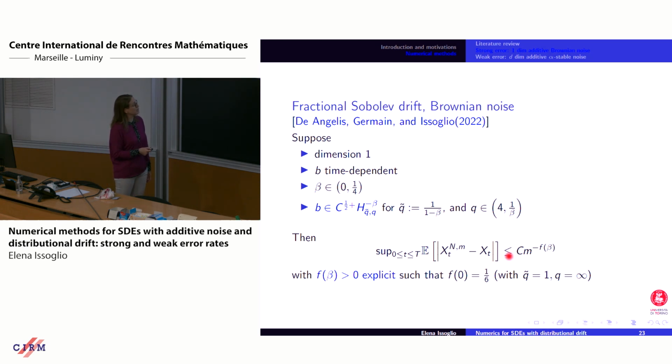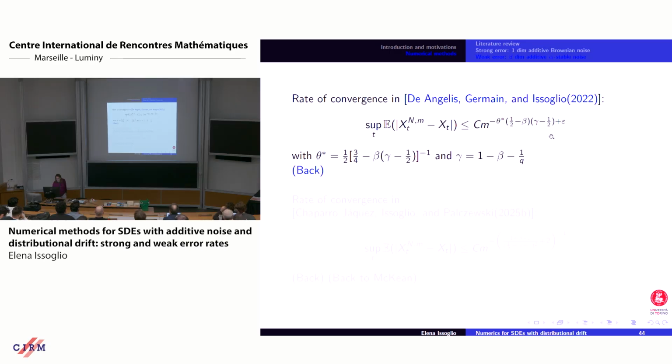The rate is explicit in one parameter. Like I said, we chose M, which is the discretization of the Euler scheme. It's explicit, but it's really ugly. I will show you. This is the rate. The rate is 1/2 minus beta times gamma minus 1/2 times theta star, which is this. So explicit, but for sure this is not optimal. I will show you a plot later.